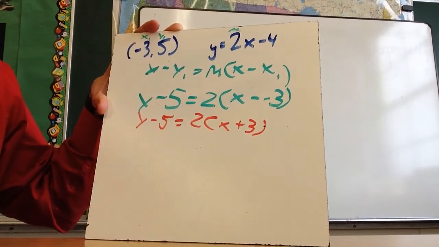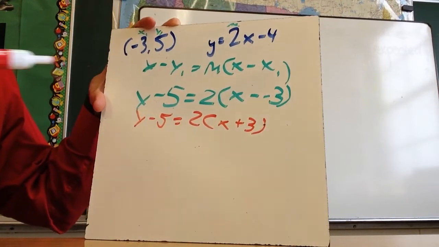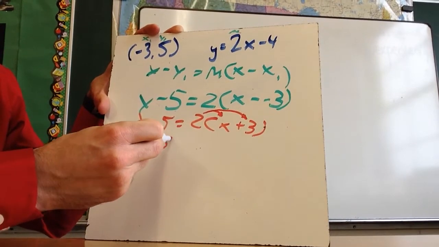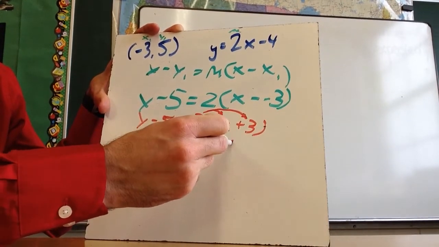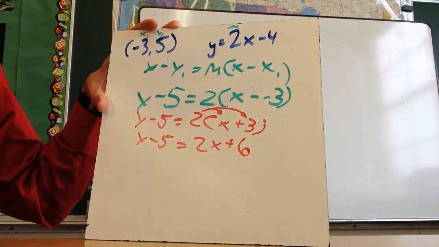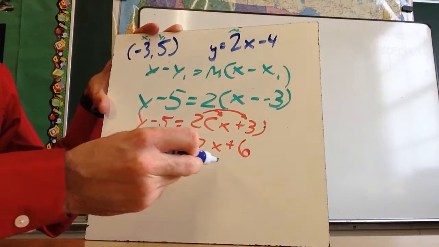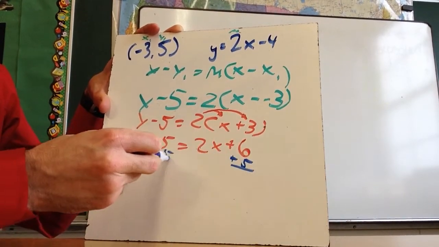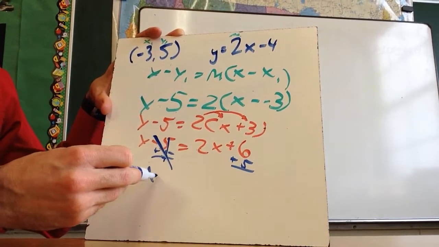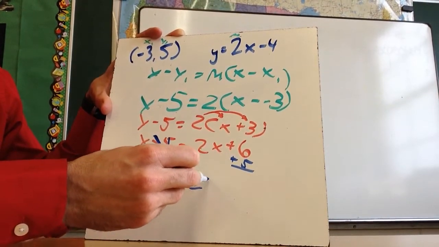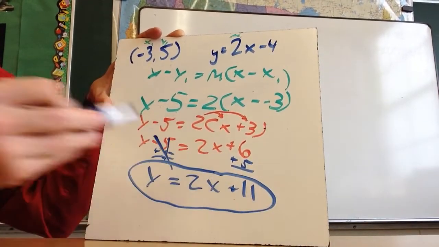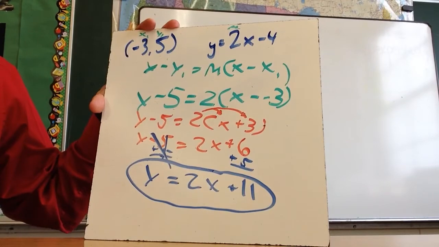Now remember, I need to be in slope-intercept form, which means it needs to be y equals mx plus b. So that means I'm now going to distribute. This becomes y minus 5 equals 2x plus 6. And then I basically have one last step, and that is I need to add 5 to both sides. Remember, I have to add the 5 to the constant. That goes away. I'm left with y equals 2x plus 11. Okay, so that would be one way that I could solve this problem.